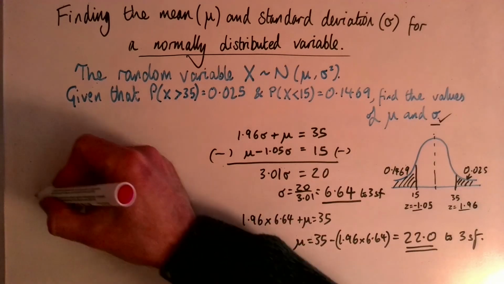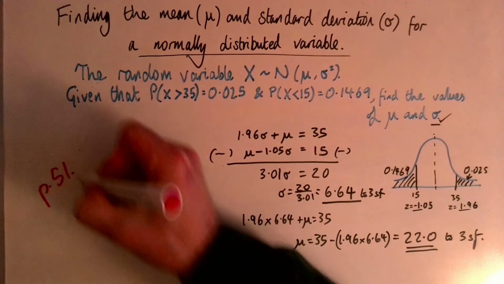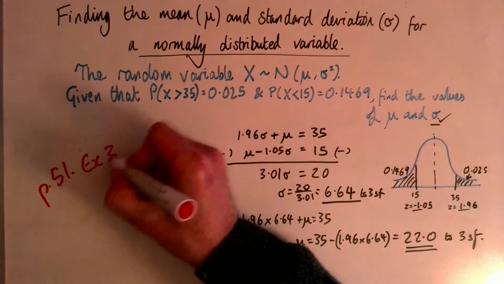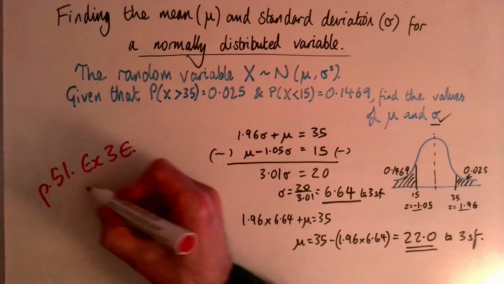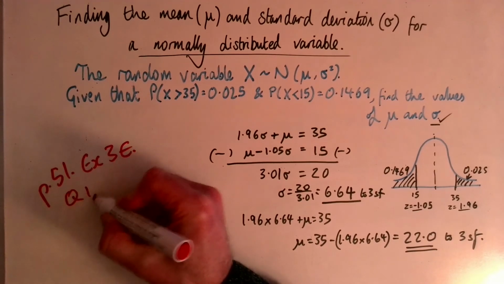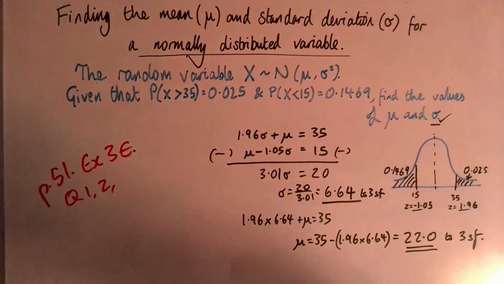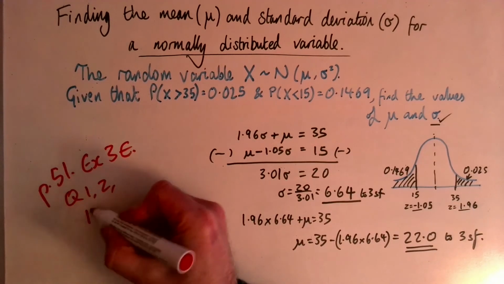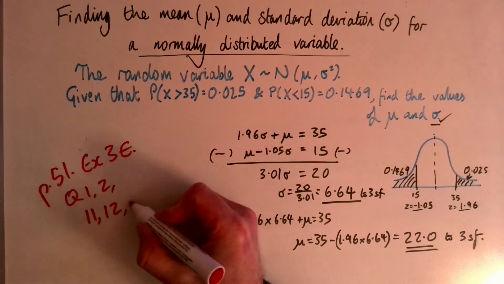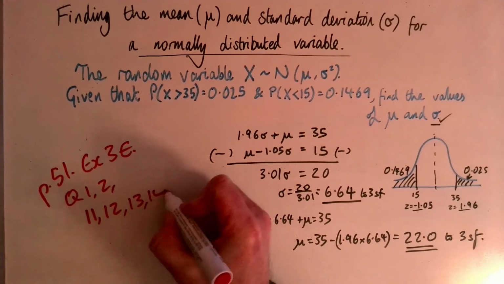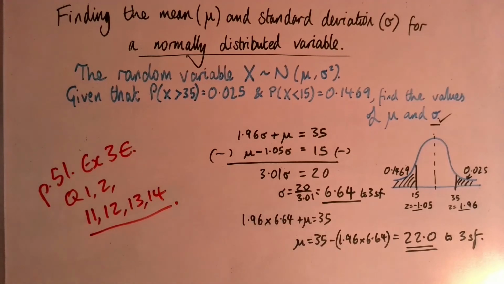So if you go to page 51 in the textbook, exercise 3E, and have a go at question 1 and 2, just to get you into the basic juices of finding these values. And then for some exam style practice, questions 11, 12, 13 and 14, as many of those as you can get done, and then you should be on top of that.